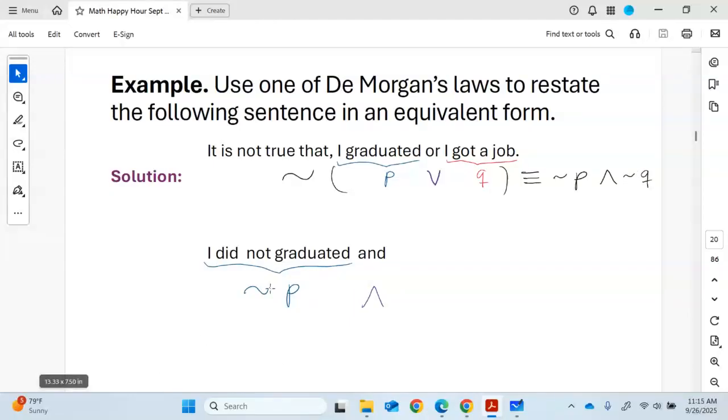And after that symbol, I need to have the negation of Q. Since Q is "I got a job," the opposite would be "I did not get a job." So these two statements are equivalent because we know that in symbolic form, in symbols, they are equivalent.